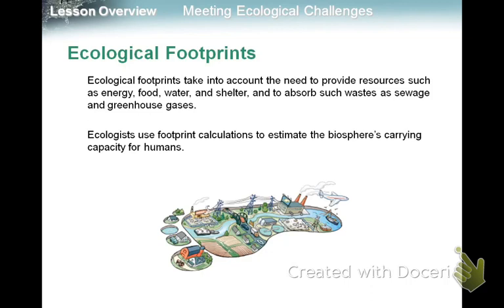So resources include energy, food, water, and shelter. Wastes include sewage and greenhouse gases. We use these calculations to estimate the carrying capacity for humans here on Earth.